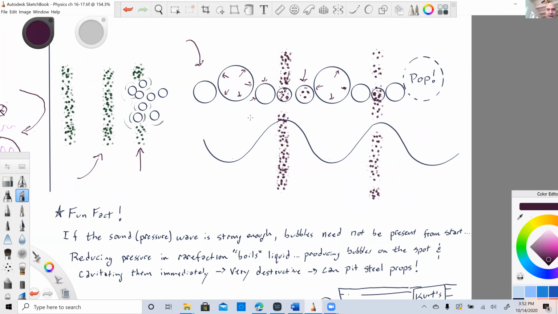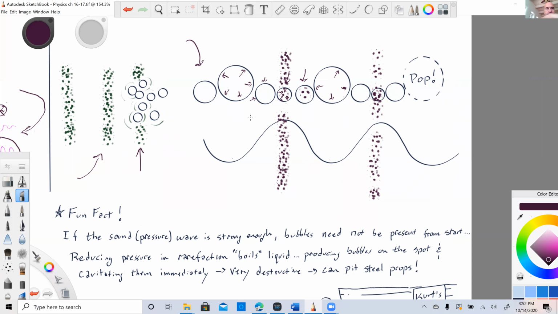A little bit outside of this chapter, but worthwhile since I drew it. If the sound pressure wave, or sound or pressure, same thing, wave is strong enough, bubbles need not be present from the start. Reducing pressure in rarefaction boils liquid. And when I say boils, you can boil liquid at room temperature if you reduce the pressure, producing bubbles on the spot and cavitating them almost immediately.